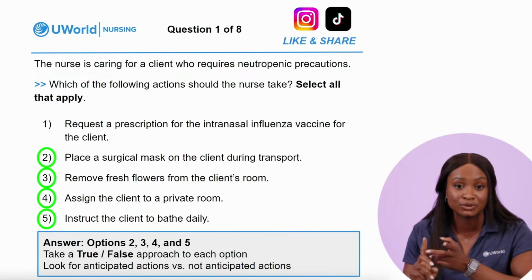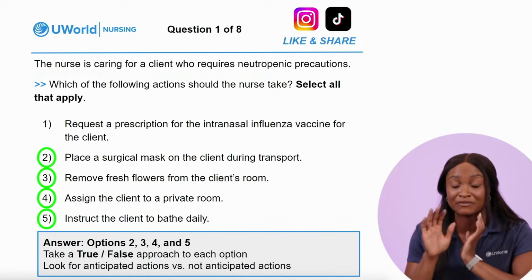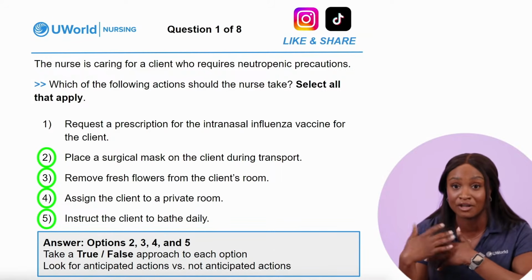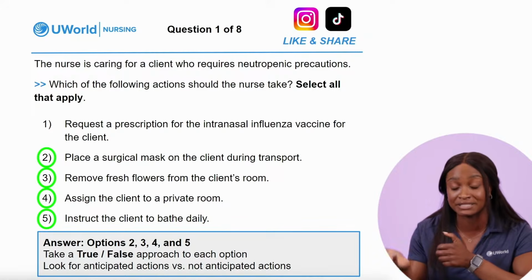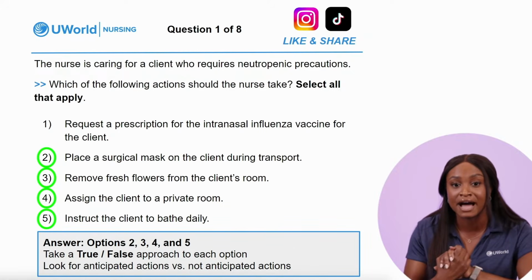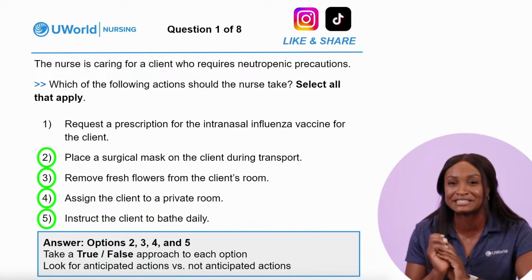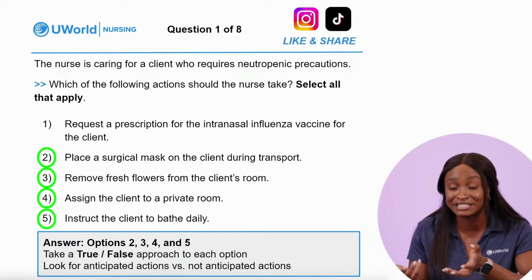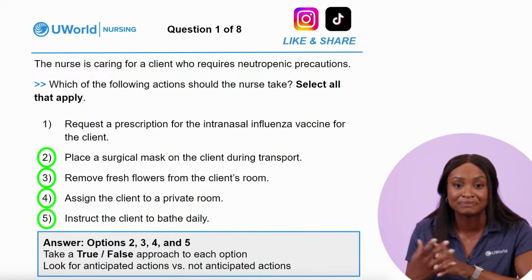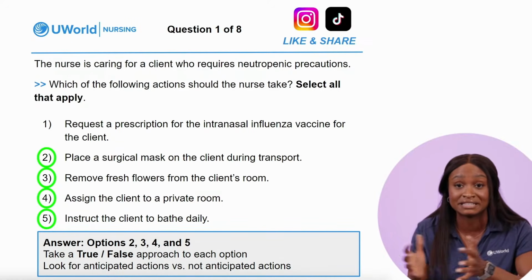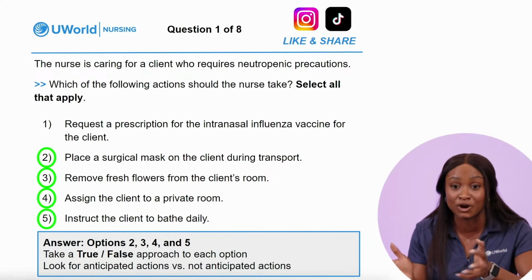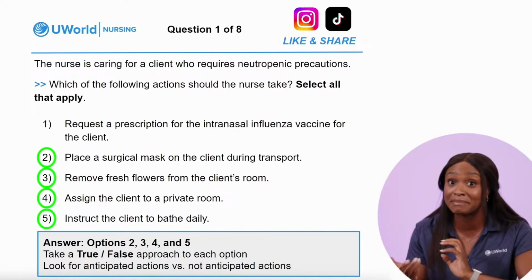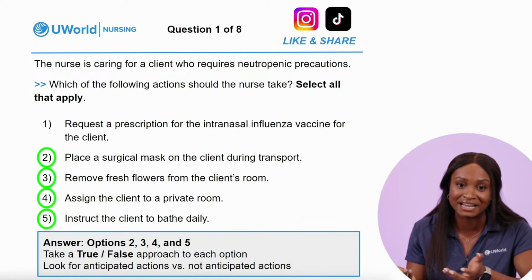So options 2, 3, 4, and 5. Placing a surgical mask during transport, just because we want to protect them from inhaling droplets or having droplets land on them while they're going about their day-to-day lives outside their clean environment rooms. Fresh flowers in the client's room. I know this is a big discussion in hospitals because your loved ones bring you flowers and you want to see them, but these flowers can harbor bacteria, so we don't want to put them in the environment. Assign the client to a private room. Yes, we want them to have their own little environment, their own clean room, and we want to instruct them to bathe daily, okay? Let's be clean, have clean bodies.